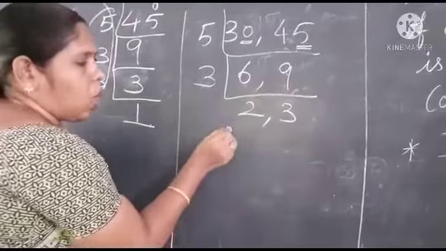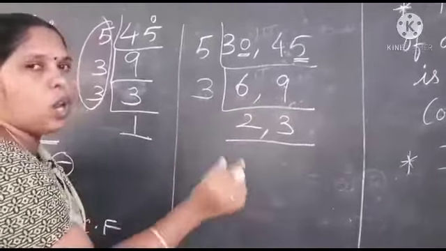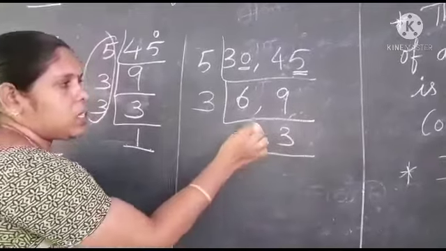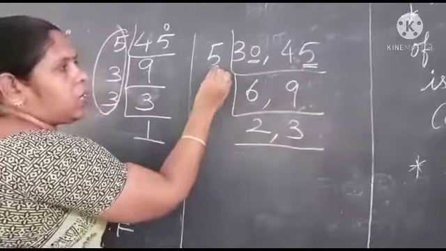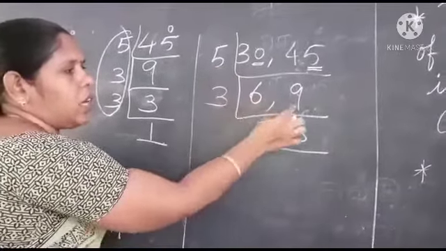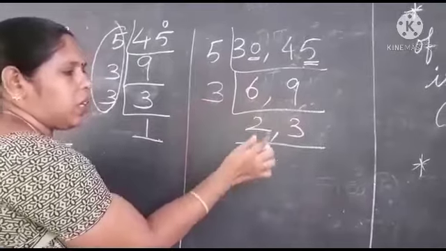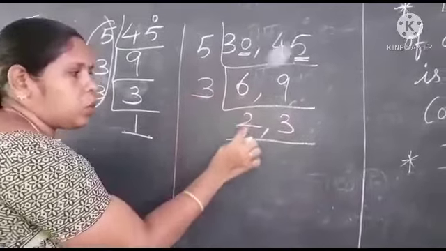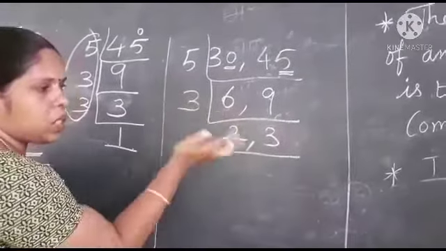At last you have to stop this process. Why? Because there is no common factor for 2 and 3. See here, for 30 and 45 you get the common factor 5. For 6 and 9 you get the common factor 3. But here there is no common factor for 2 and 3. So you have to stop this process at the moment.